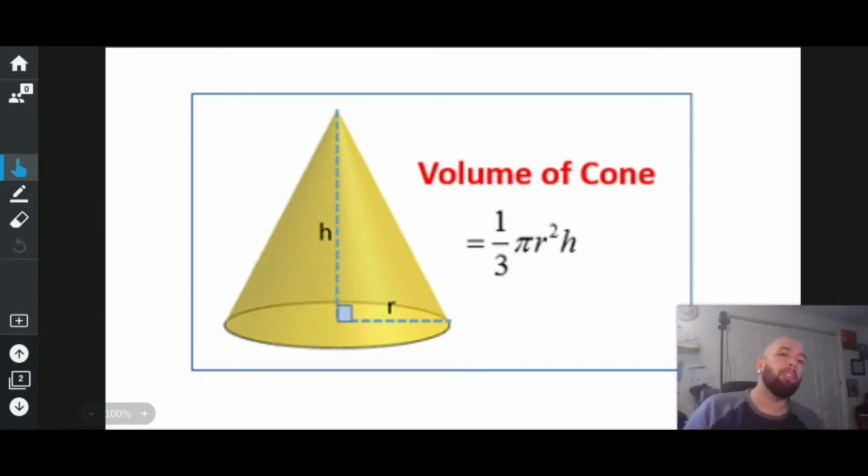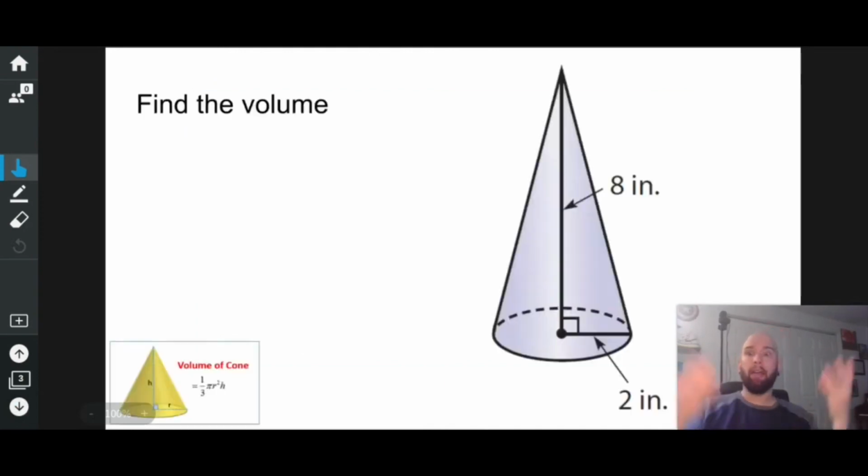The volume of a cylinder was pi r squared h. This is 1/3 of it, which tells us that the volume of a cone is literally 1/3 of the volume of a cylinder with the same height and the same radius. No crazy extra stuff. It's just literally 1/3. So let's find the volume of this first one.